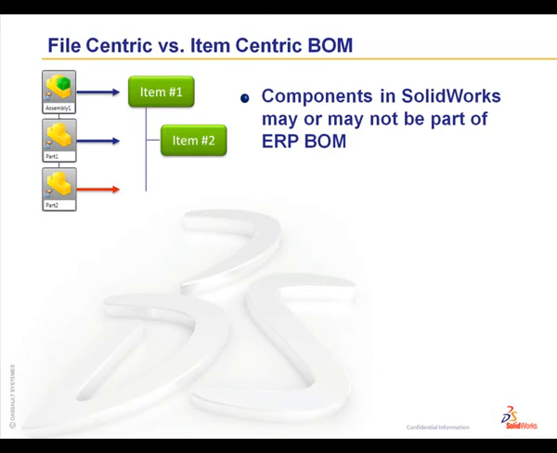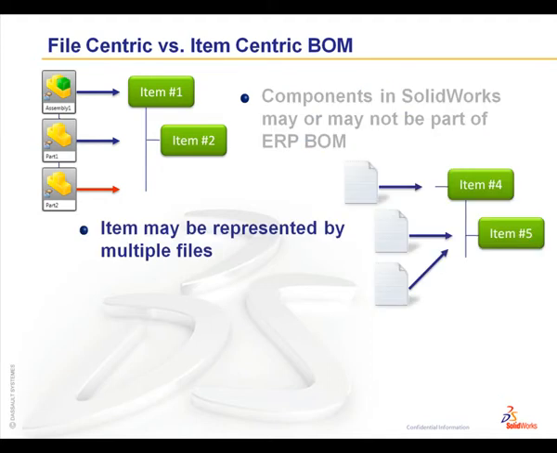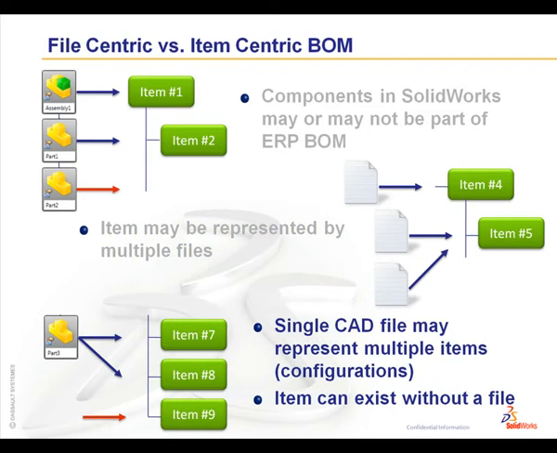To understand this, let's look at a graphical view of how files can relate to items. Some parts in your assembly may not have an item associated to it. More than one file may be a single item. A single file may also represent multiple items, such as configurations of a part that maybe has different sizes or is made from different materials. Also, an item can exist without a file. This would normally be something like paint or grease.